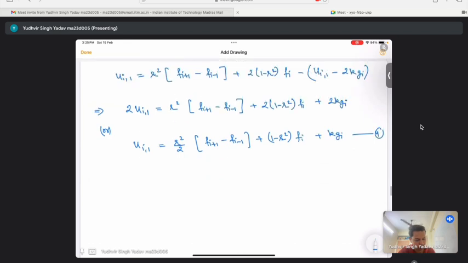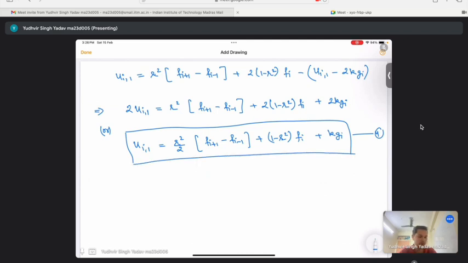So this is our required finite difference scheme. For any given problem with different f and g, which are nothing but functions of x, you can simply substitute them in this equation number 4, and you will be ready to find the numerical solution for a given hyperbolic partial differential equation.